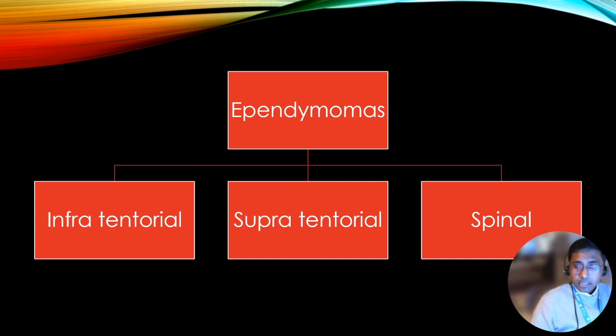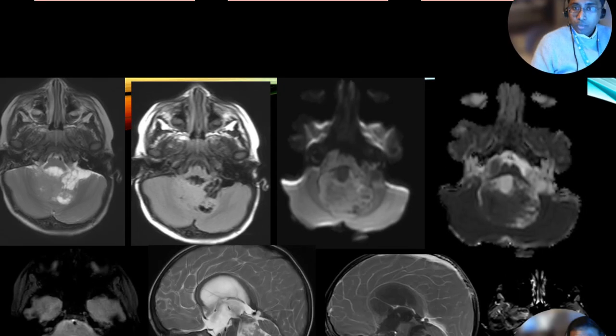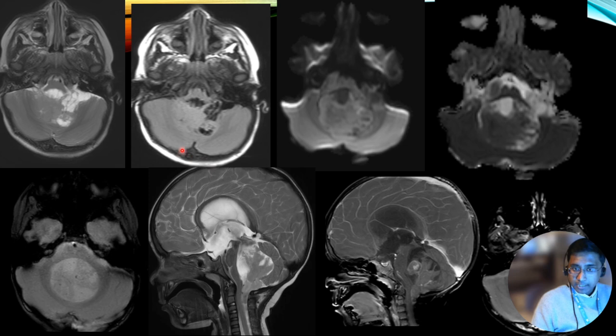So we have seen about the pediatric high and low grade gliomas. Next, moving on to an ependymoma. So in ependymomas, remember they can be infratentorial, they can be supratentorial or spinal. We're going to see examples of each of these.